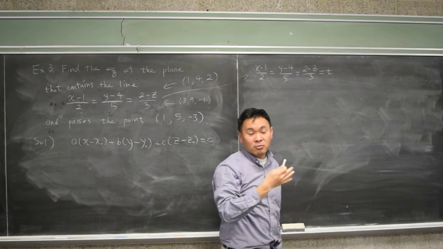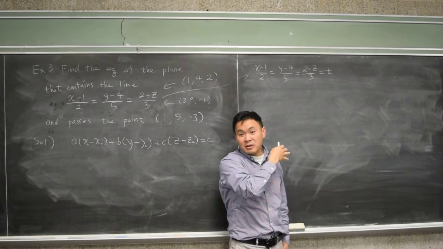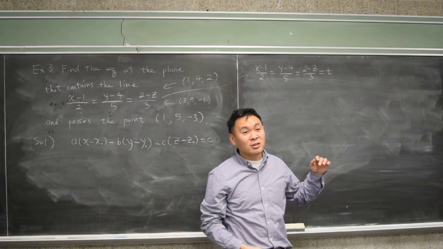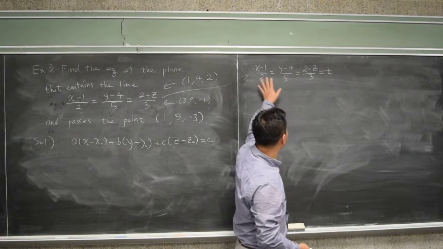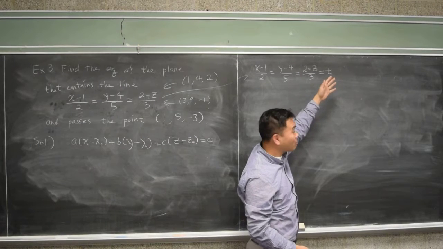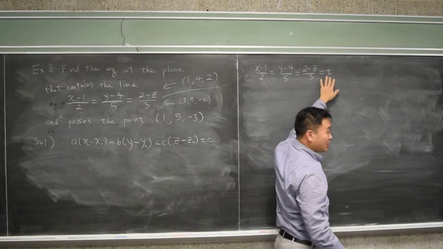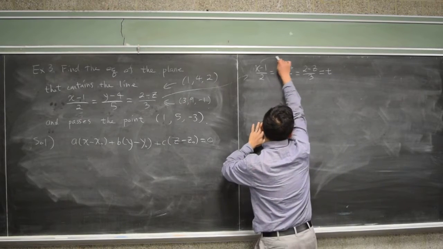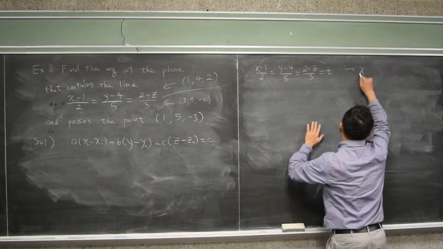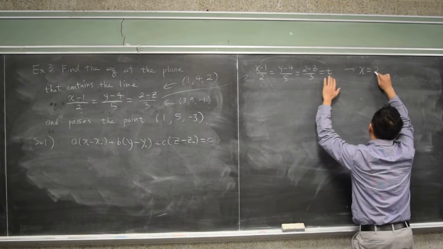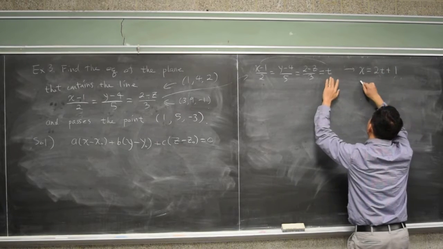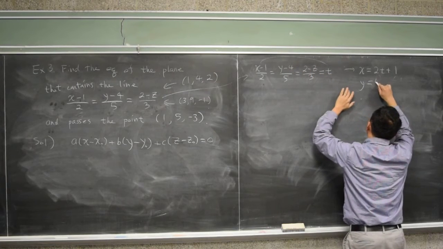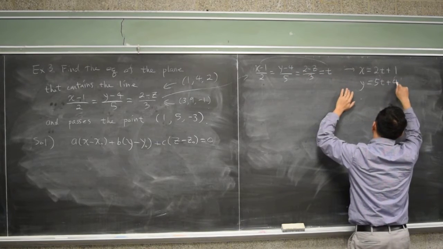Remember, how do you go from parametric to symmetric? You solve everything for t and set them equal to each other, right? The reverse process of going from symmetric to parametric form is just setting everything equal to t and solving for x, y, and z. So let's see. If you solve this, you get x equal to 2t plus 1, right? y equal to 5 times t, and then you add 4, so it's 5t plus 4, right?